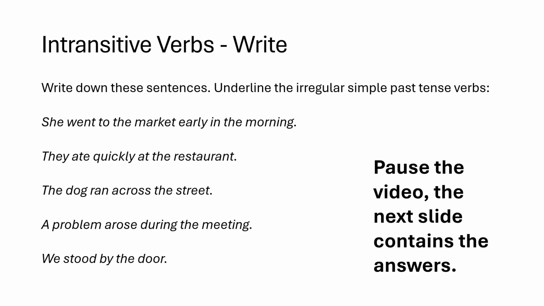Write down these sentences. Underline the irregular, simple past tense verbs. I will read the sentences to you. She went to the market early in the morning. They ate quickly at the restaurant. The dog ran across the street. A problem arose during the meeting. We stood by the door. Pause the video. The next slide contains the answers.